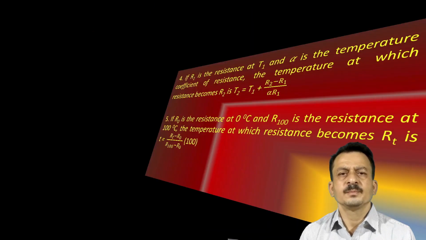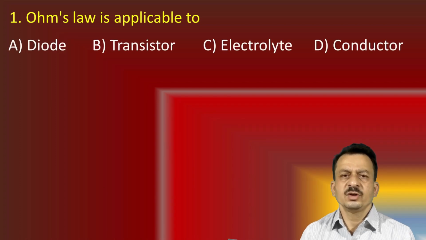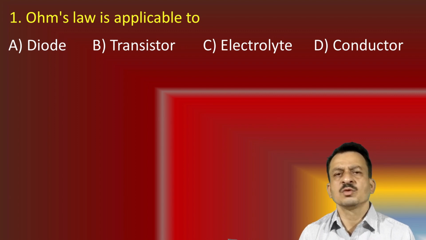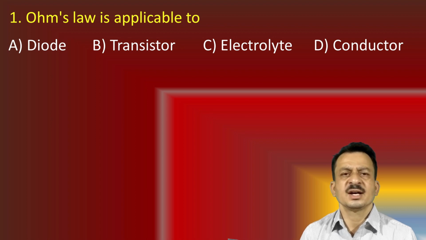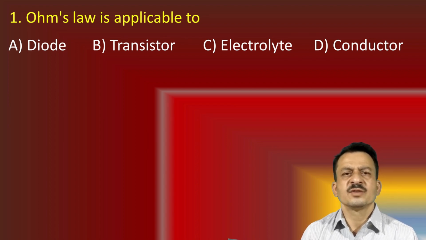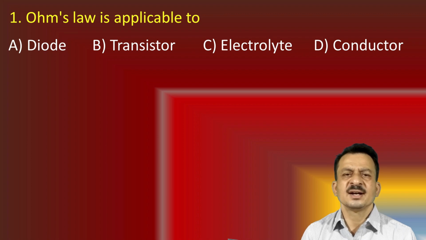Let me take the first problem. Ohm's law is applicable to: A. Diode, B. Transistor, C. Electrolyte, D. Conductor. We know that Ohm's law is not applicable for semiconductor devices. Those are called non-ohmic devices because there is no linear variation of voltage and current in semiconductors, and hence diode and transistors are not the right answers. Also in an electrolyte, the current is due to both positive and negative ions, therefore it is also not possible. Hence Ohm's law is applicable only for conductors, so D is the right answer.